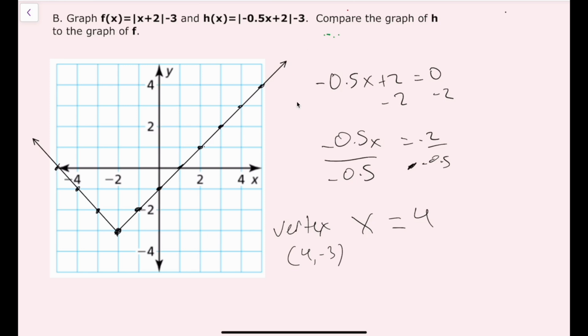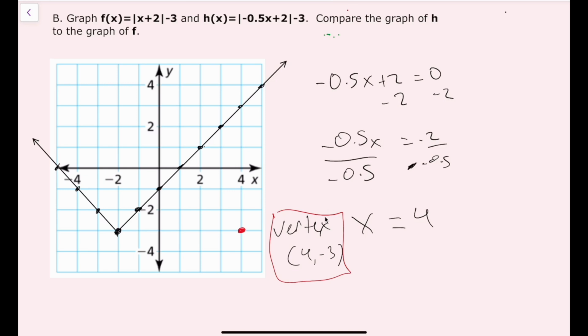Okay. Well, now what I'm going to do is plot this point. And I'll do this in red, so I'll just make sure that we know that that's the correct point. So 4, comma, negative 3. That is my vertex. Okay. And I'm kind of running out of space on my graph here, but that's okay.